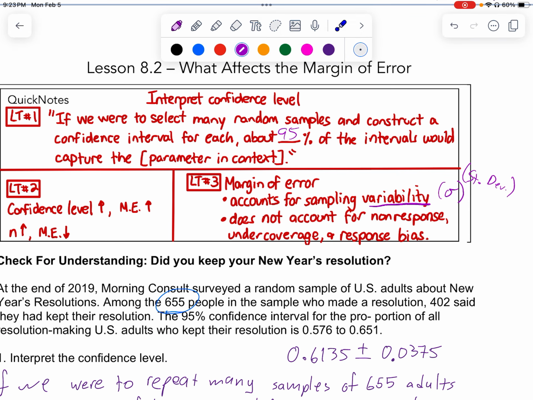It does not do anything for non-response, undercoverage, and response bias, okay? It can account for people that did not answer the survey. It cannot account for people that, by the sampling method, were not included in the sample, okay? And if people are answering questions because they're being influenced to answer a certain way, the margin of error doesn't know that. So the margin of error can only take into account sample size, which is going to affect the standard deviation.